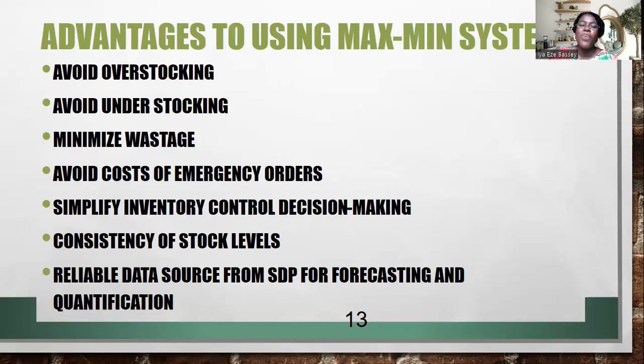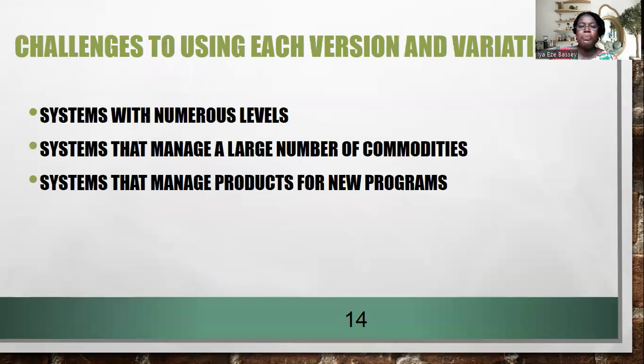First of all, you want to avoid overstocking. You also want to avoid understocking. You want to minimize the amount of waste. You want to avoid the cost of emergency orders because you will still have to make full orders at your review period. You also want to simplify the inventory control decision making, as well as maintain a consistency of stock levels. Then you also want to have a reliable data source from SDPs for forecasting and quantification. So those are the advantages of using a max min system.